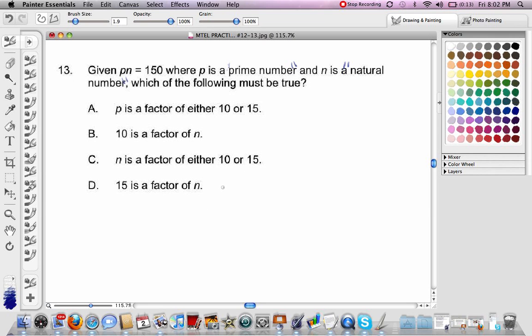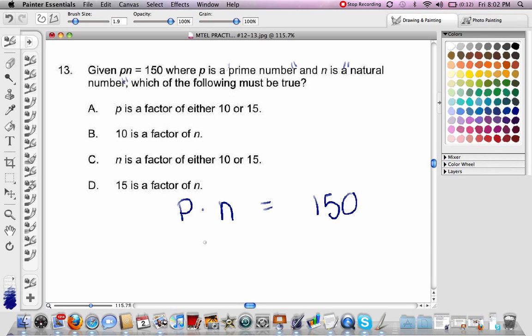There's a lot to this problem. I'm going to suggest a strategy of coming up with an organizational system. This is how I organize this problem to help me answer it. First, it tells me that P is a prime number and N is some natural number, and when I multiply them, I get 150.